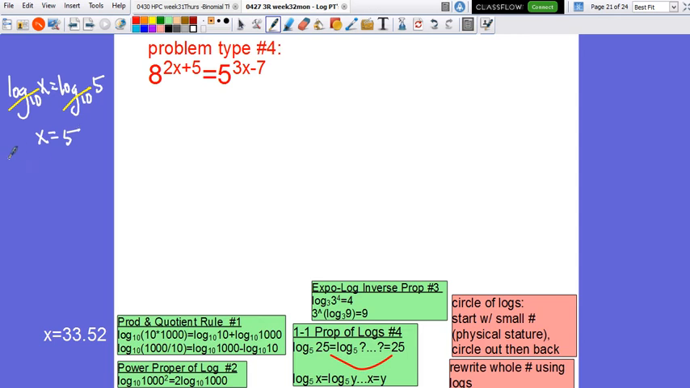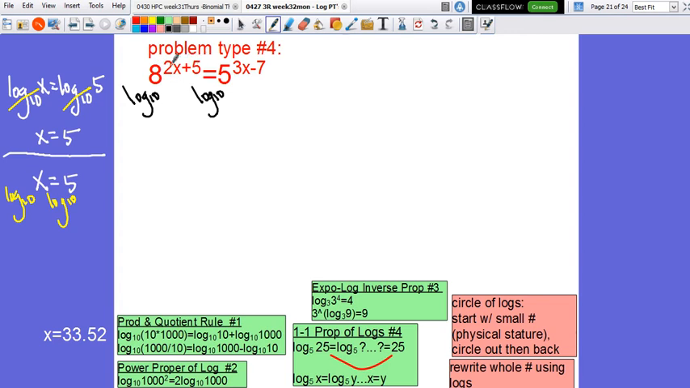Now you can also go backwards. If you start with x equals 5, you can also add logs to both sides: one log on the left, one log on the right. This is going to be the starting point to this problem. We're going to add log to both sides, log base 10.